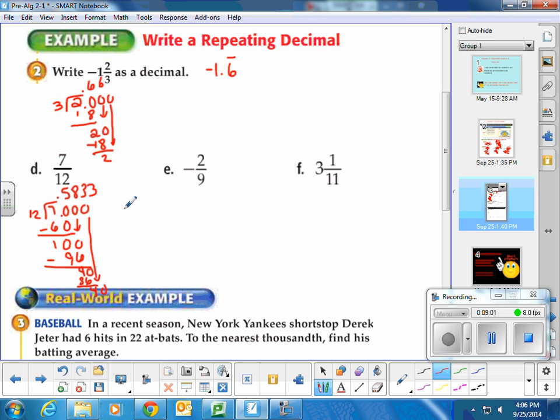So if I were to write this one, it's the 3 that repeats. So 0.583 with the bar notation over the 3.